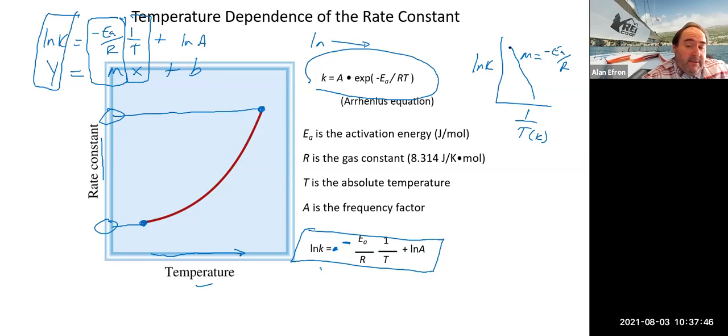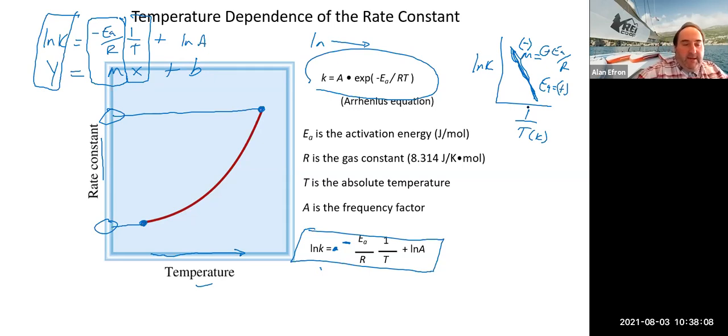Now, because we typically will graph this, and I'm not making a very straight line, but we'll assume it's straightish. Because this line has a negative slope, the slope number here would be negative. The negative here will again turn our activation energy into a positive number, which again is what it should be.